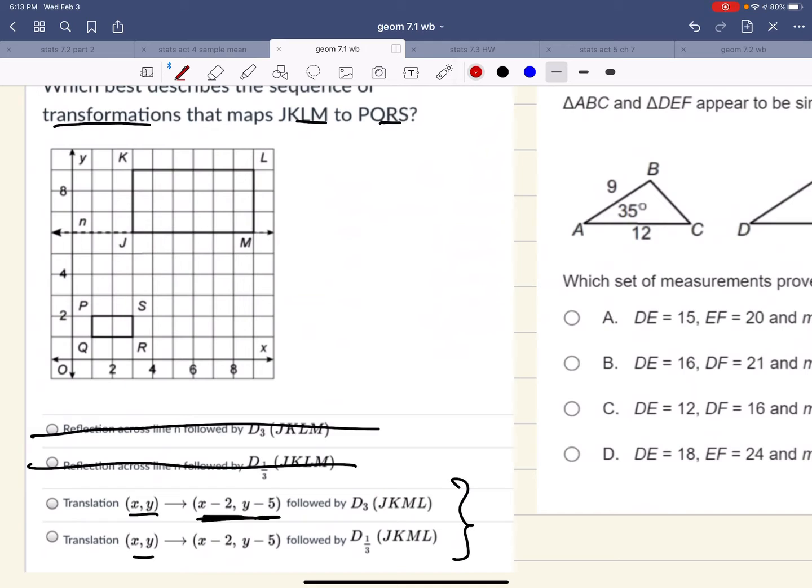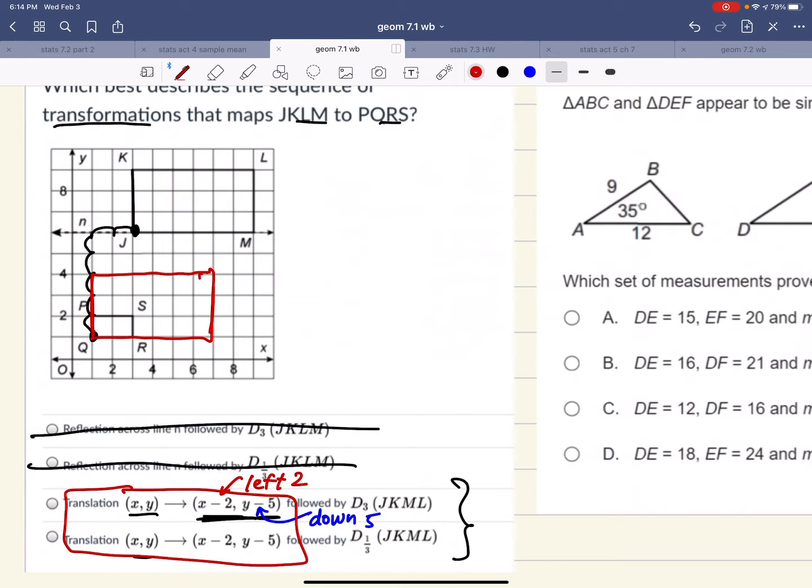What if I moved it left 2, and this would say down 5. So let's try that. Left 2, then 1, 2, 3, 4, 5. I like that. So this would map on top of there, and now it would fit right there. So we like this first part. Now it said followed by a dilation of 3 or a dilation of 1/3. It got smaller, so we're going to pick D. And we can check that out.